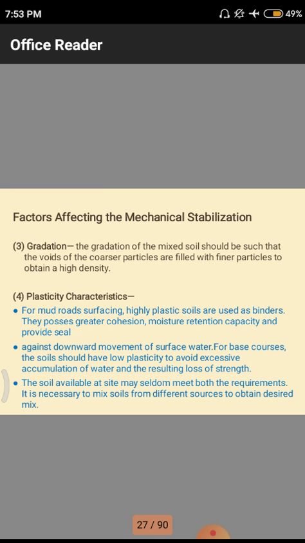Next one is that the soil available at a site may seldom meet both requirements, so it is necessary to mix soils from different sources to obtain a desired mix. This we previously discussed, so we have to use different quantities of materials for obtaining good strength by simply mixing one or two soils. That means we need to collect some quantity of material from one soil and another quantity from another soil, and we need to mix them in a well-graded mix, then only we will get the strength.